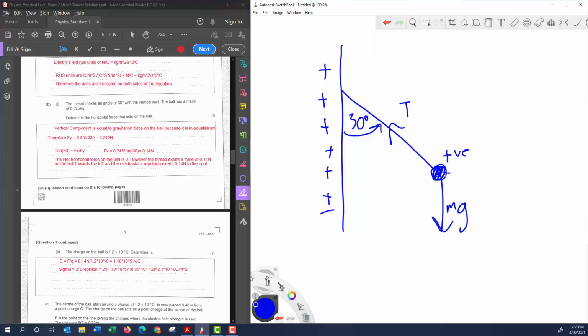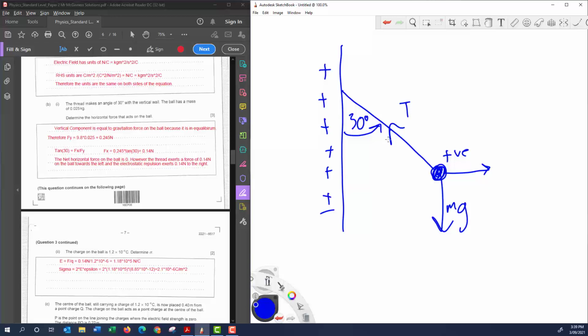There's going to be a repelling force in this direction here because it's being pushed out this way. That's our electrostatic force. And they want us to find the horizontal force that acts on the ball. So they essentially want us to figure out how strong this electrostatic force is. Now, if we consider Newton's first law here, this ball is just sitting here, so that means the forces need to be balanced.